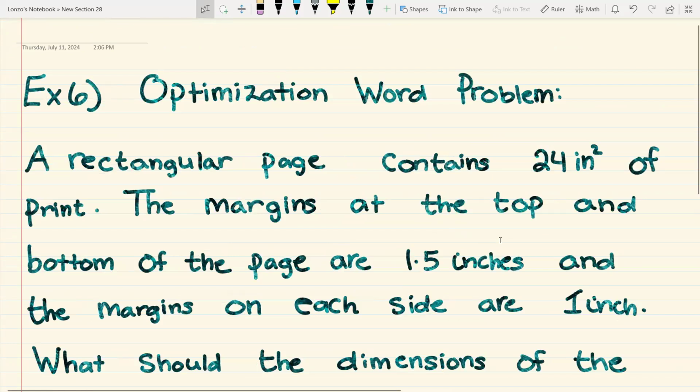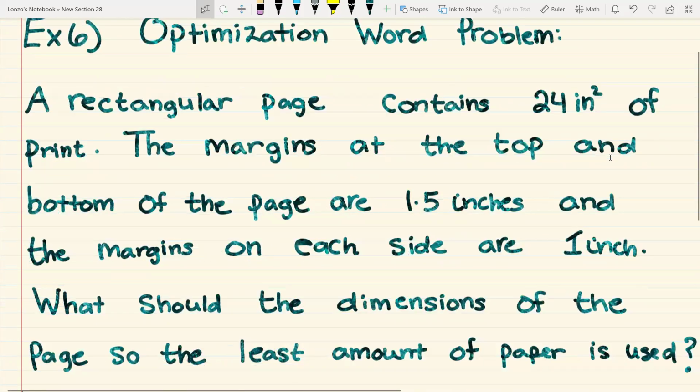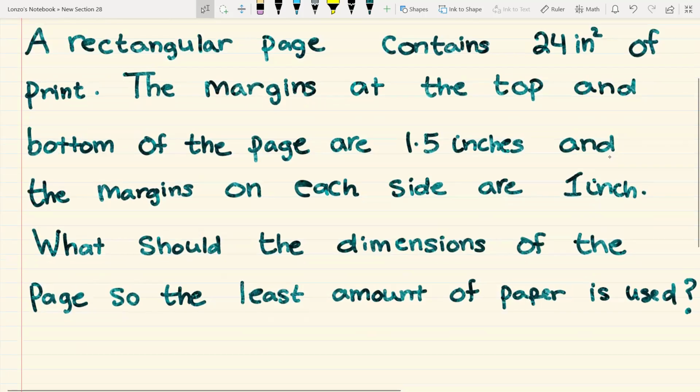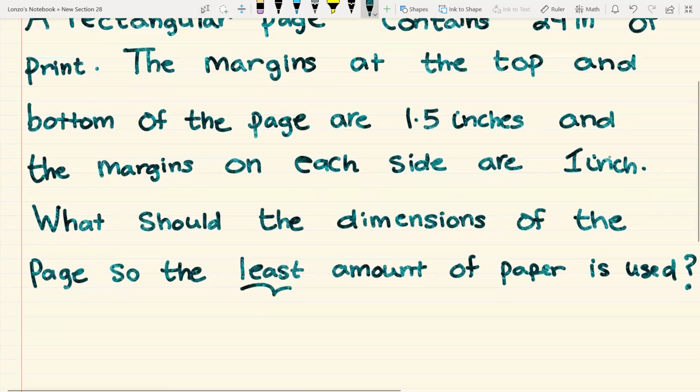A rectangular page contains 24 inches squared of print. The margins at the top and the bottom of the page are 1.5 inches, and the margins on each side are 1 inch. What should the dimensions of the page be so the least amount of paper is used? So least amount. This one's a little bit tricky.